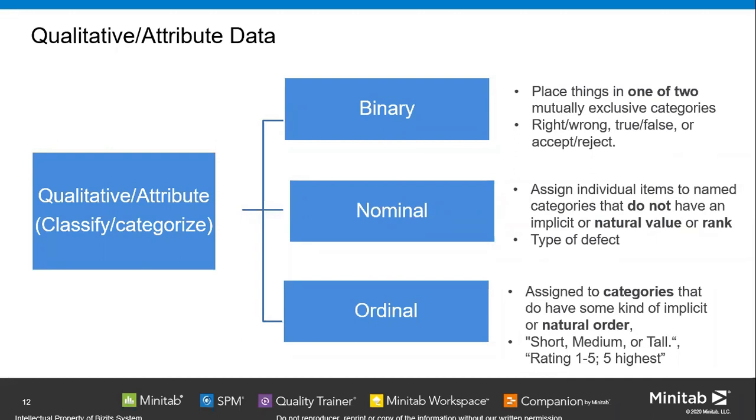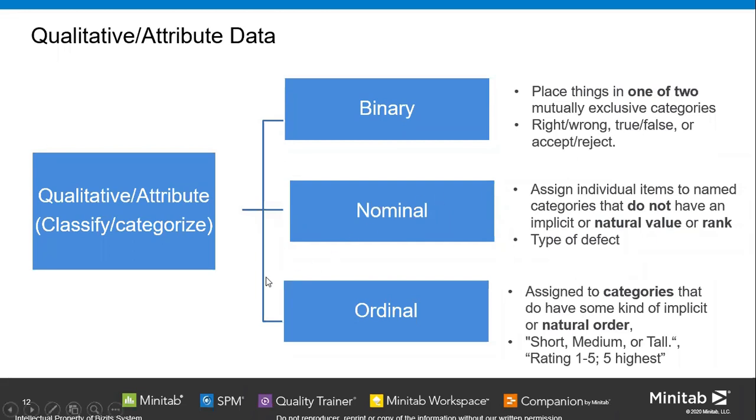We have binary, which is mutually exclusive categories with 2 options, like right or wrong, true or false, or accept or reject. Or we have nominal, where you assign individual items to a named category with no ranking, like type of defect or color, such as yellow or green. Or ordinal, like a Likert scale, where 1 is not satisfied and 5 is satisfied, or low, medium, high. We consider that ordinal.